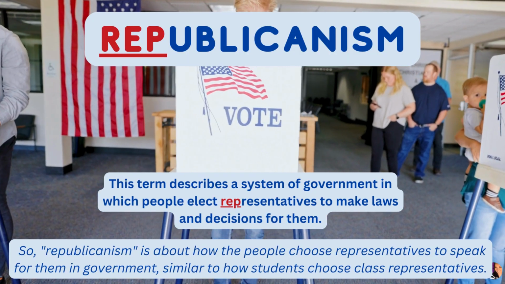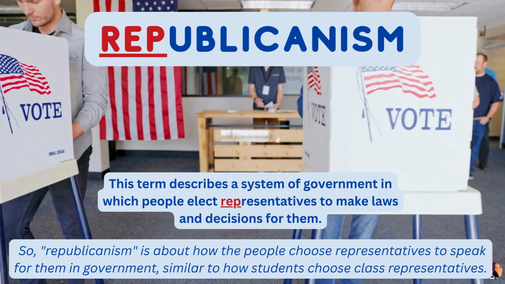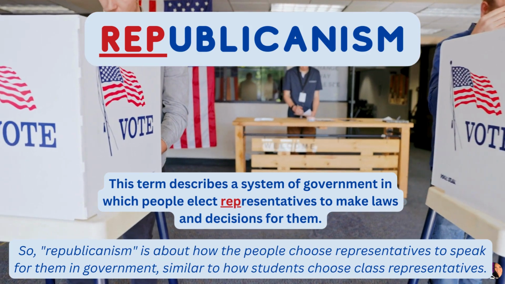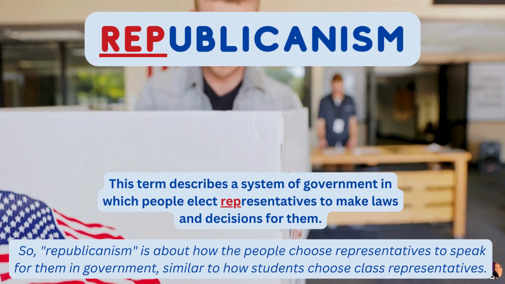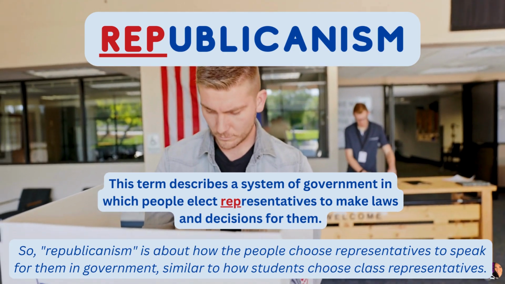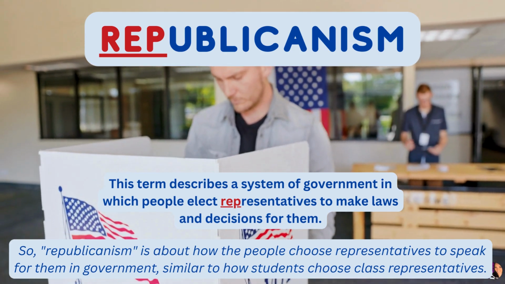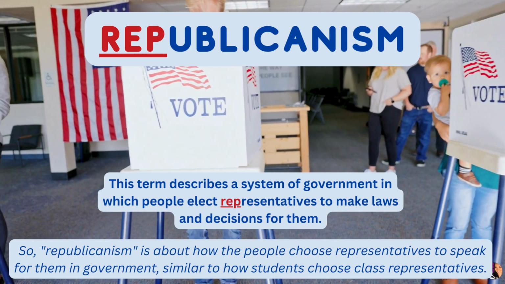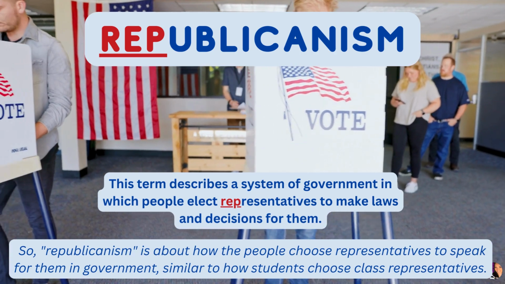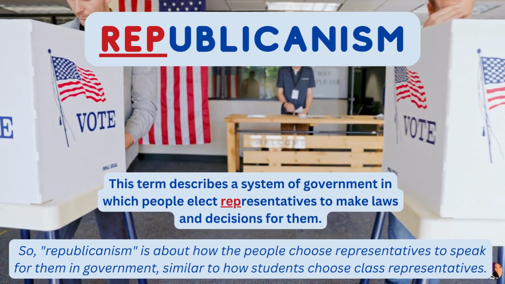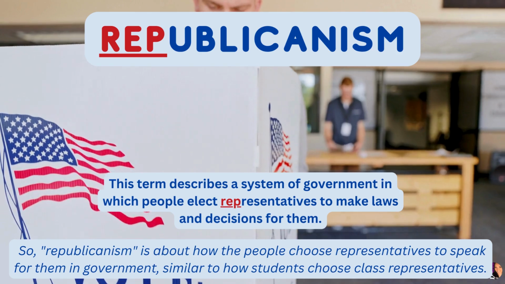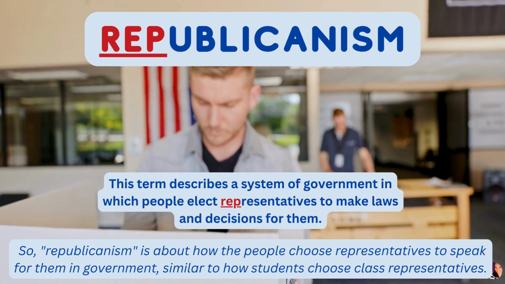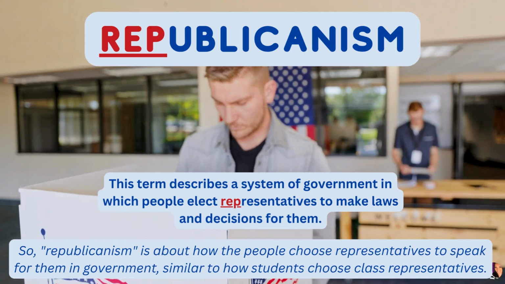Republicanism. This term describes a system of government in which people elect their representatives to make laws and decisions for them. Please make that connection. REP, republicanism, is the same as REP in representatives. So, republicanism is about how the people choose representatives to speak for them in government, similar to how students choose class representatives. Once again, REP, republicanism, REP, representatives.